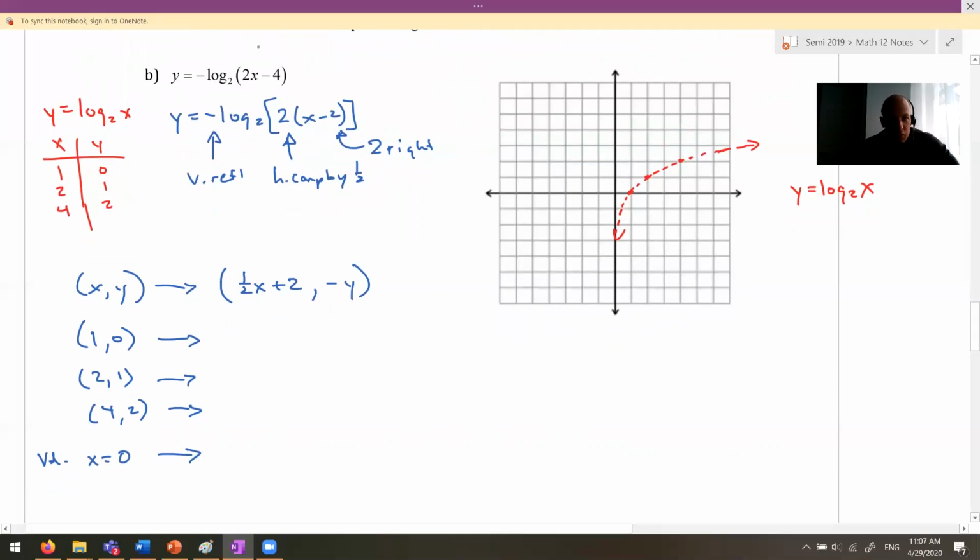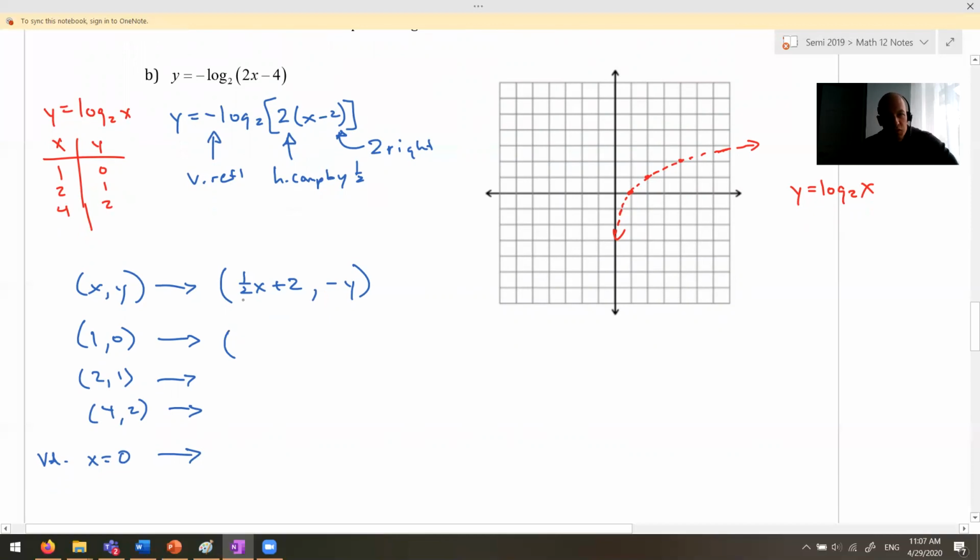Okay, so in this case, we've got 1/2 x plus 2. So that's 1/2 of 1 plus 2. That's 5 over 2. And then we've got comma negative y. Okay, well, -0, whatever. 1/2 x, so that's 1/2 of 2. I believe that's 3. And this will be -1. And let's see, 2 plus 2 is 4. And that should be -2. And I think I got that good.